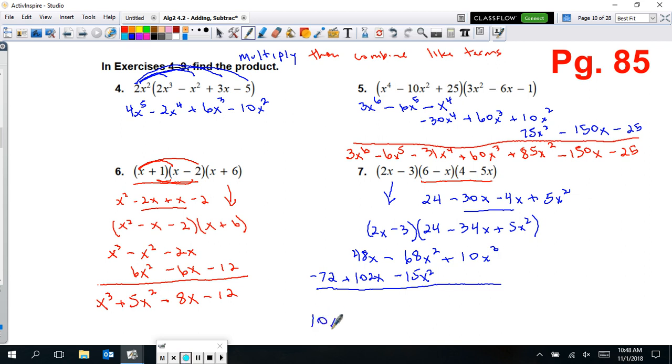So my answer is going to be 10x to the third. And then the x squareds, they'll combine, adding those numbers together, be a negative. This is going to be, what, 83. So 83x squared. And then these two combine, give me a positive x term here. That's going to be 150, 48 plus 102. So 150x, and then the negative 72 will be in the back there at the end. So that's our answer here from these three multiplying together. So this one I multiplied these two together. I might have wanted to multiply those two together first. It really doesn't matter, however you want to do that.